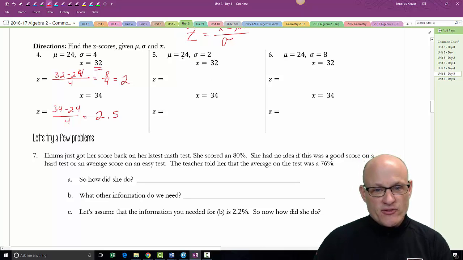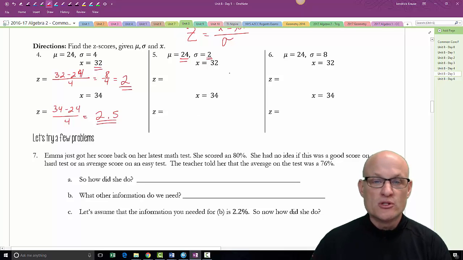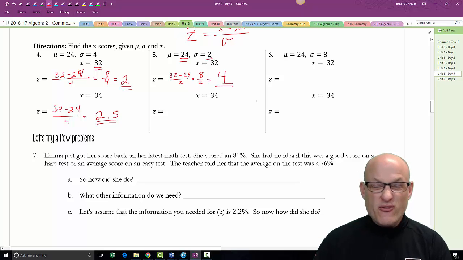Here is the situation where we've got a mean of 24 and a standard deviation of 2. So this person scored 2 standard deviations above the mean. This person scored 2.5 standard deviations above the mean. Let's see what a score of 32 in this scenario looks like. We'll take 32, subtract 24, and divide by 2. So again we get 8, but in this case we're dividing by 2. Now this person is 4 standard deviations above the mean.